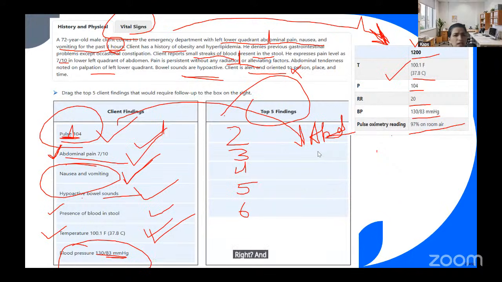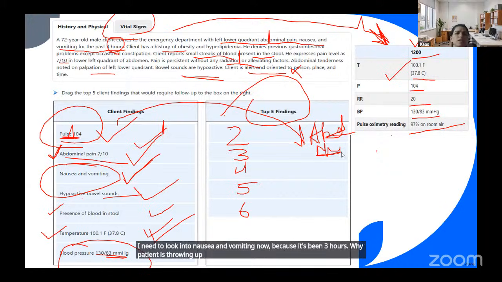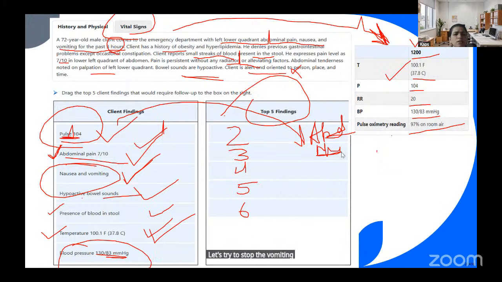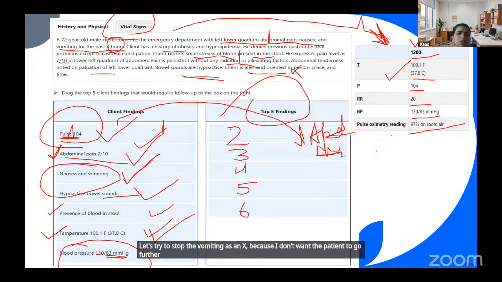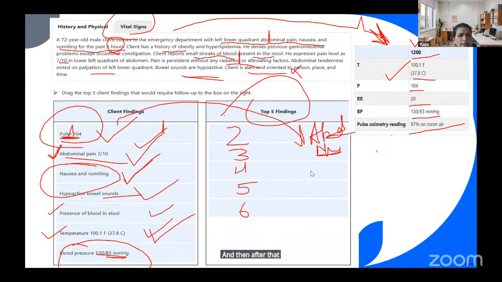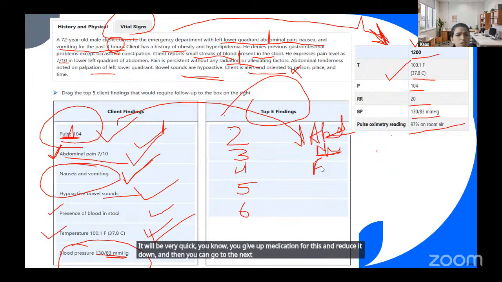And then after that, I need to look into nausea and vomiting because it's been 3 hours. Why is the patient throwing up, right? Let's try to stop the vomiting next because I don't want the patient to go further into dehydration and the fever to be high further as well, right? And then after that, I will pick the fever next because it will be very quick. You give a medication for this and reduce it down, and then you can go to the next nursing intervention, right?